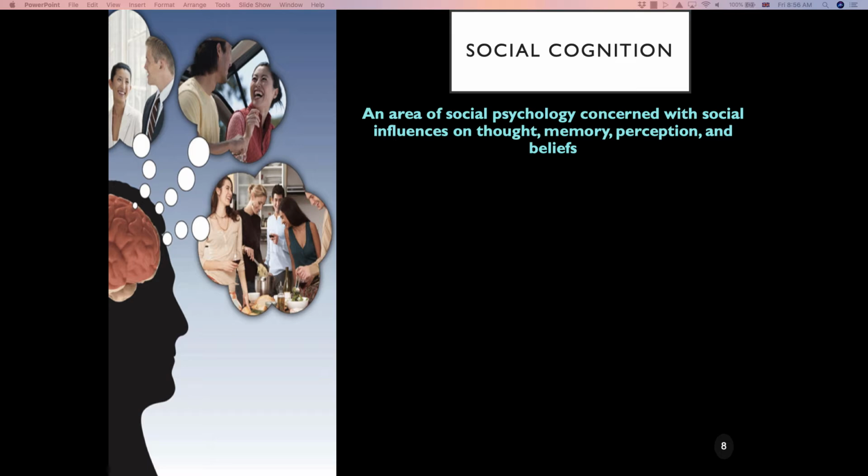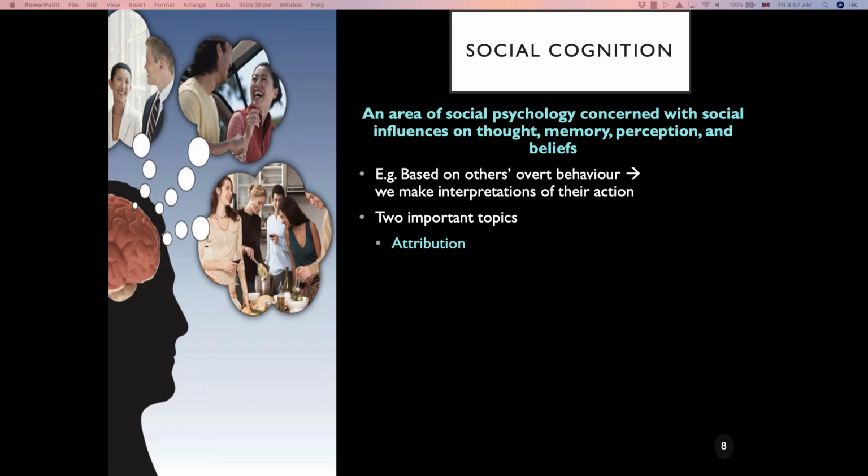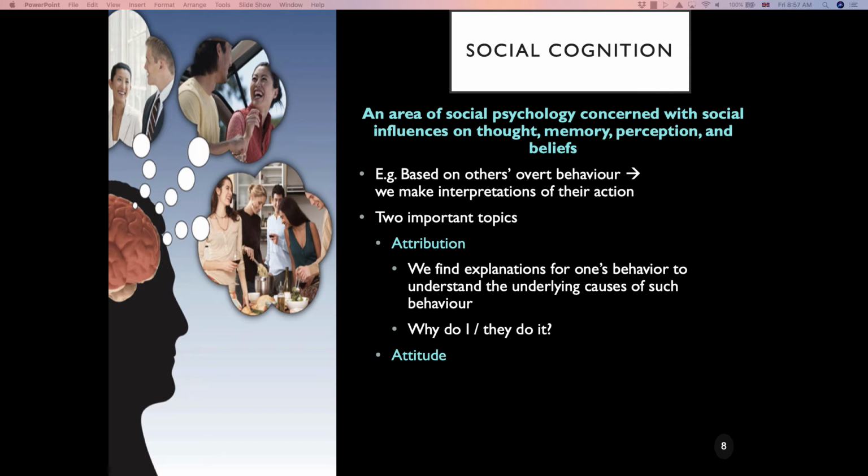So, social cognition, an area of social psychology concerned with the influences on our thoughts, our memories, our perceptions, and our beliefs. Now, we know what we're thinking. We know what we're feeling. But how do we understand those thoughts and those emotions in other people? Two important topics: attribution and attitude. And this allows us to understand what other people are thinking and why they do what they do.